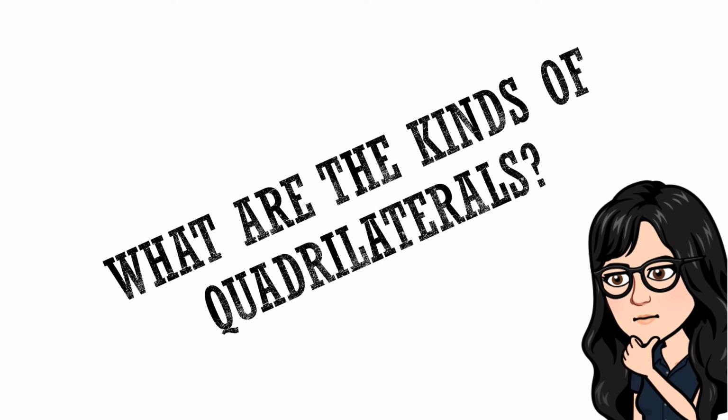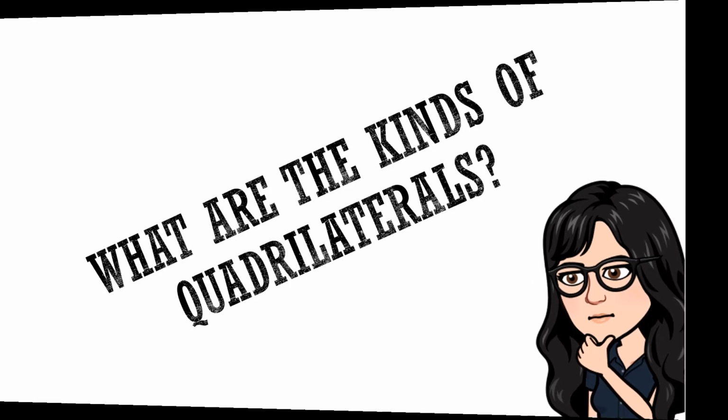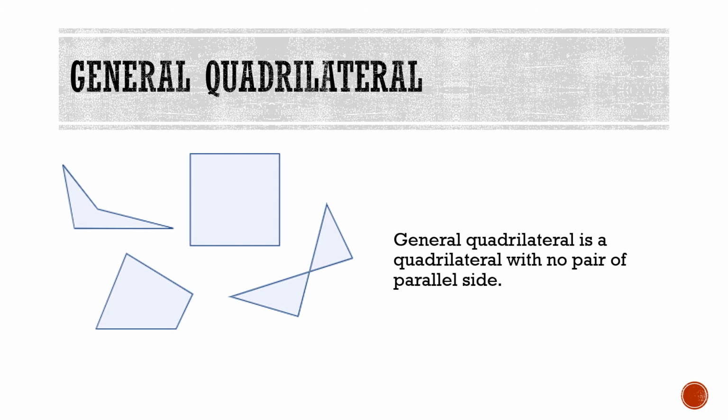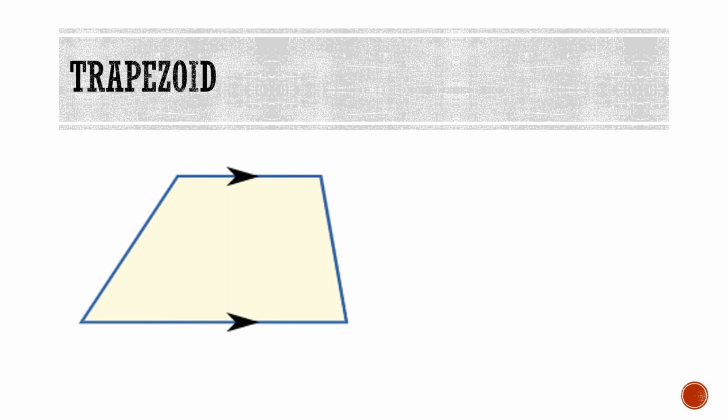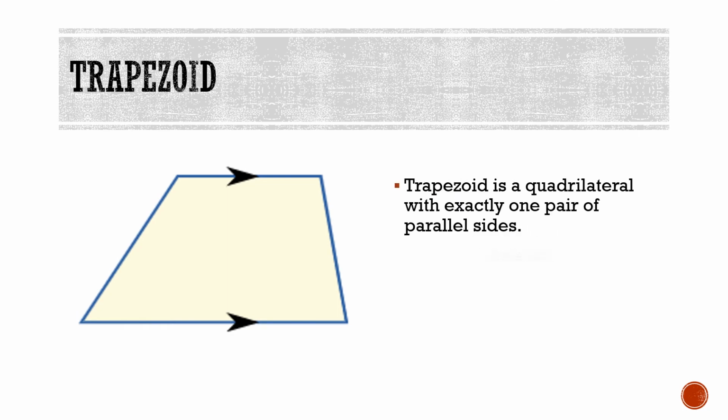What are the kinds of quadrilaterals? The first one is the general quadrilateral, which is a quadrilateral with no pair of parallel sides. Trapezoid. A trapezoid is a quadrilateral with exactly 1 pair of parallel sides.